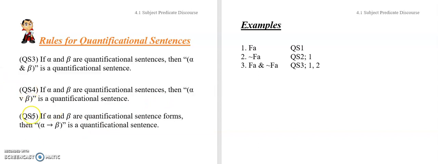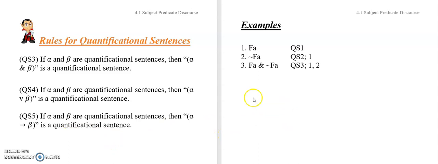So here we have QS4 and QS5, and they're basically the same thing as QS3, but instead of and, you've got the or, and you've got the if then, okay? And sorry, this should say quantificational sentences, not forms. Forms is the next section. Don't worry about that just yet.